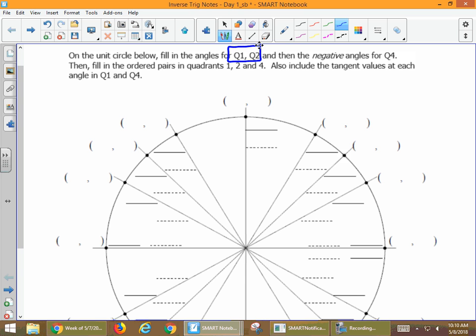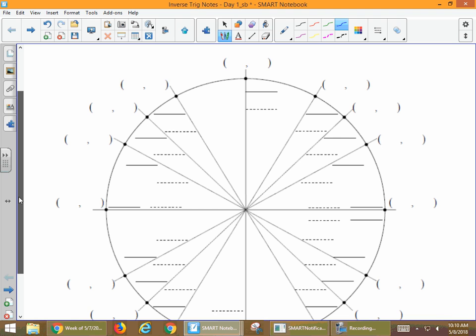So quadrant 1 and quadrant 2 only, our angles in radians are 0, pi over 6, pi over 4, pi over 3, pi over 2. And then in the second quadrant, this is a third, so this is 2 pi over 3. The guy in the middle is a fourth, so it's 3 pi over 4. And out here, this is 5 pi over 6. And pi. So that's quadrant 1 and quadrant 2.